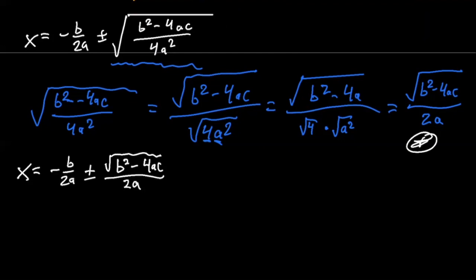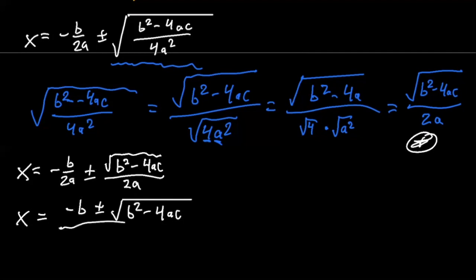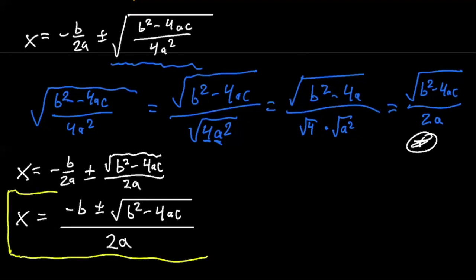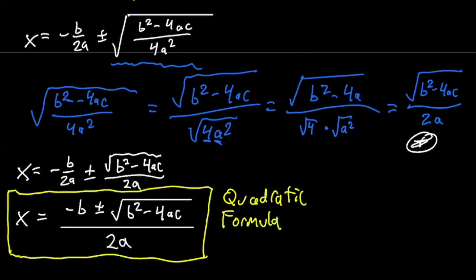And finally, looking at those two terms, notice we end up with a common denominator. So we can add or subtract the numerators of these and rewrite these as negative b plus or minus the square root of b squared minus 4ac all over 2a. And now we've reached the quadratic formula. So now we see the familiar quadratic formula, if you've seen it before.